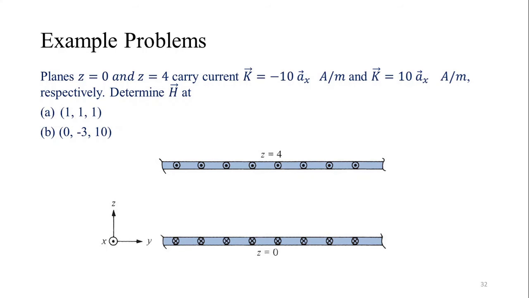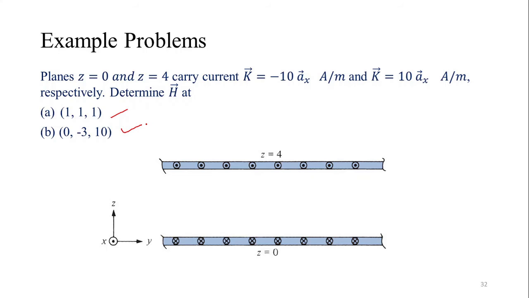Now let's see some problems based on infinite current sheets. Consider planes z equal 0 and z equal 4 carrying current K vector equal to minus 10 a_x amperes per meter, and K vector equal to 10 a_x amperes per meter, respectively. Determine the H vector at (1, 1, 1) and (0, minus 3, 10).